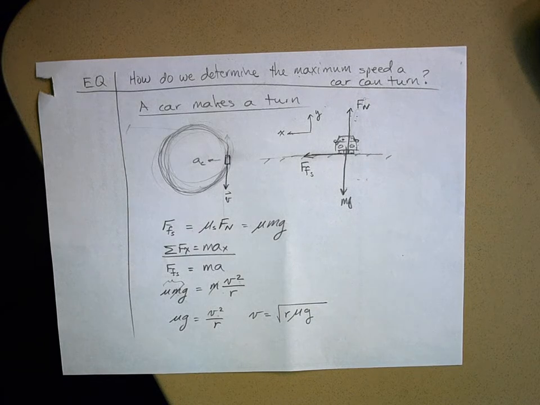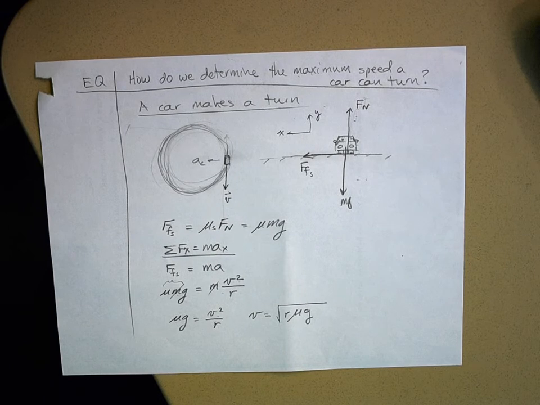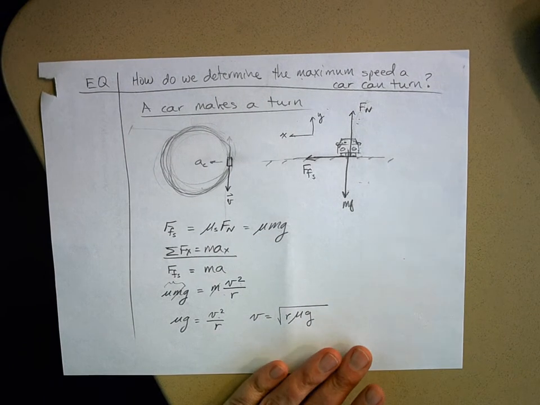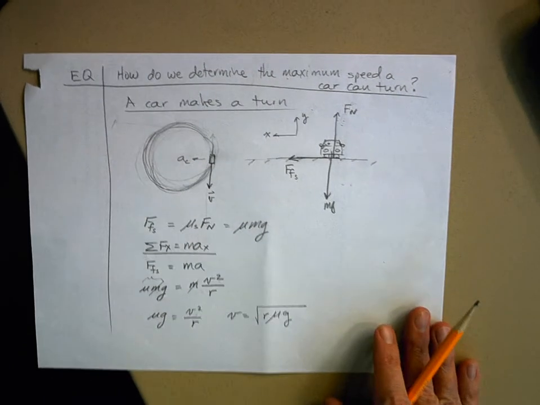When you go around a turn, there is a maximum speed you can go before your tires start slipping and you go off the road and off a cliff to your death. So what is that maximum speed, you might wonder?